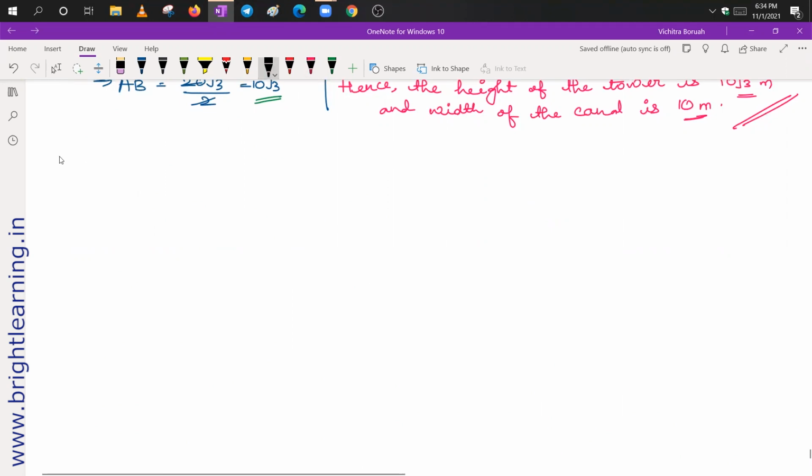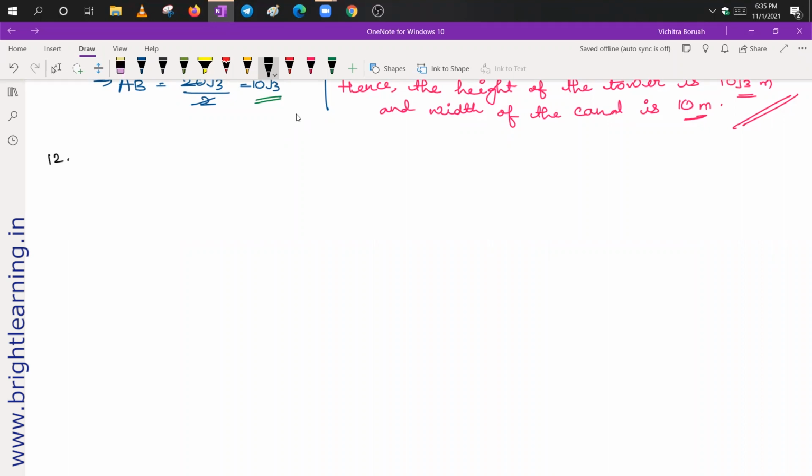So question number 12. From the top of a 7-meter high building, the angle of elevation of the top of a cable tower is 60 degrees, and the angle of depression of its foot is 45 degrees. So determine the height of the tower. Okay, so till here we have done questions related to angle of elevation. Now from here we will start questions related to angle of depression also.